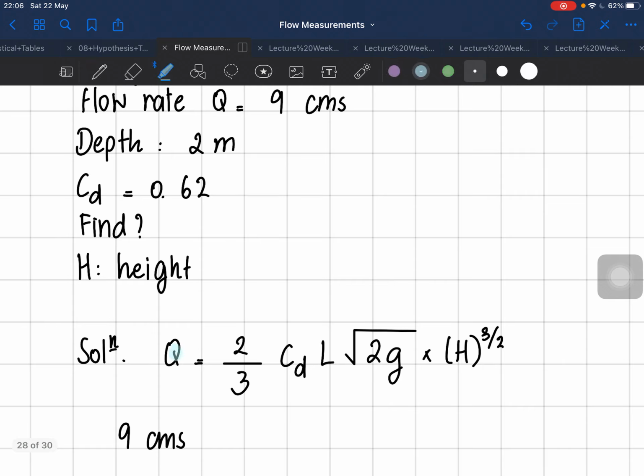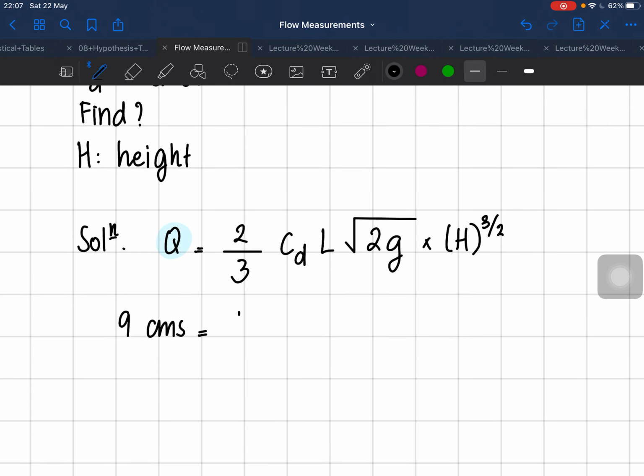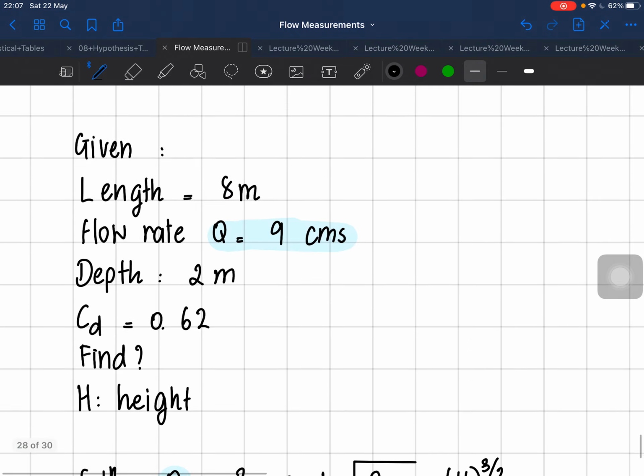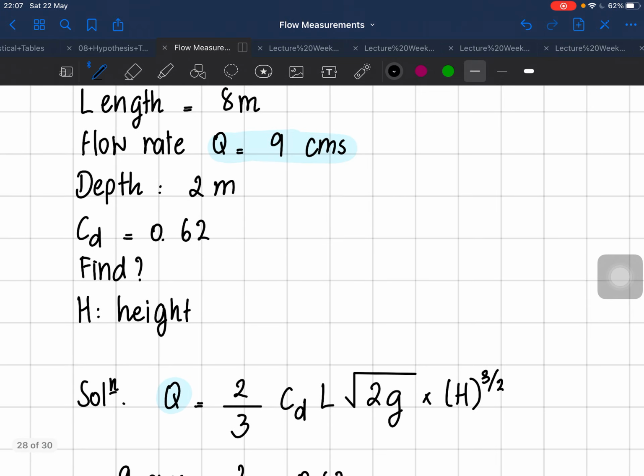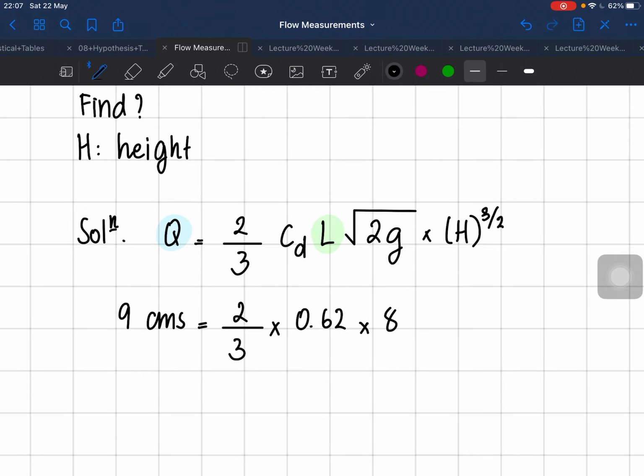It's CMS. I'm getting a little bit playful today because of the music theme here. So it's 9 cubic meters per second equals 2 over 3 times CD, 0.62, times L, which is literally 8. I shouldn't get a little more playful, just the right amount of playful is enough.